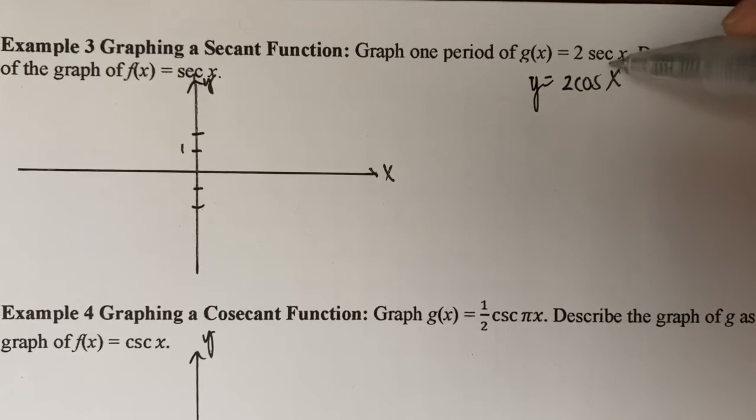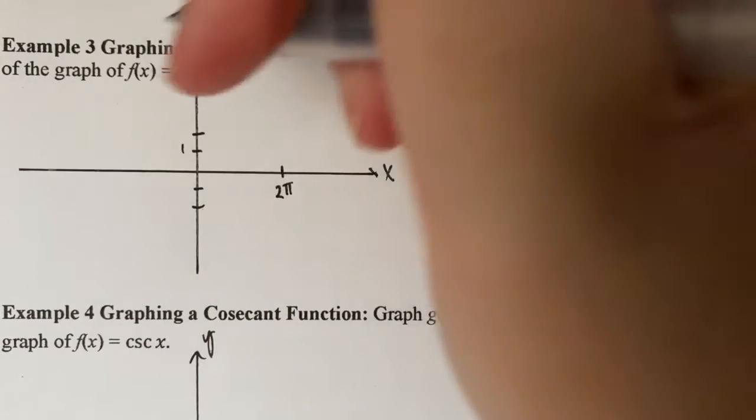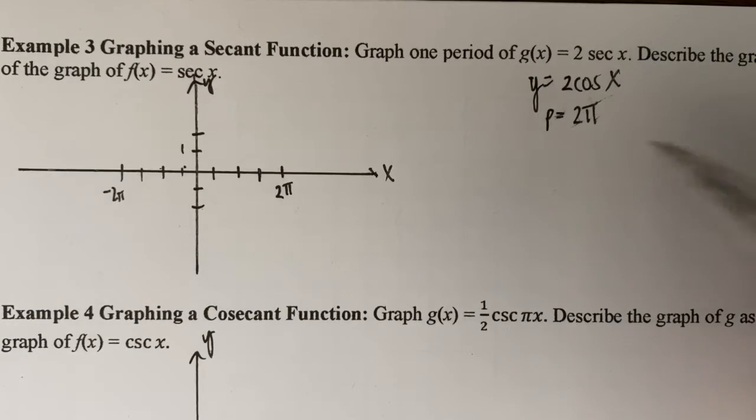We want to first find the period, and because the coefficient of your x value is 1, the period is going to be 2 pi. So we're going to place 2 pi on our x-axis. We always divide it into fourths. And now let's graph our cosine function.